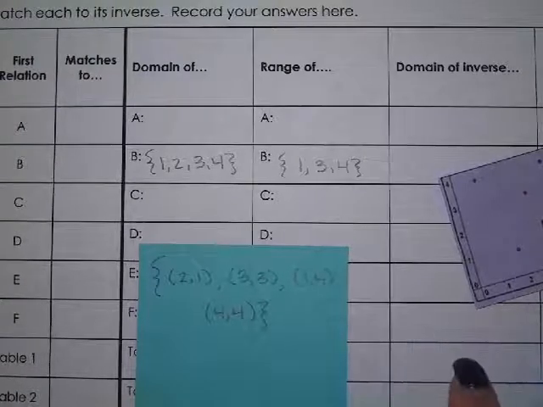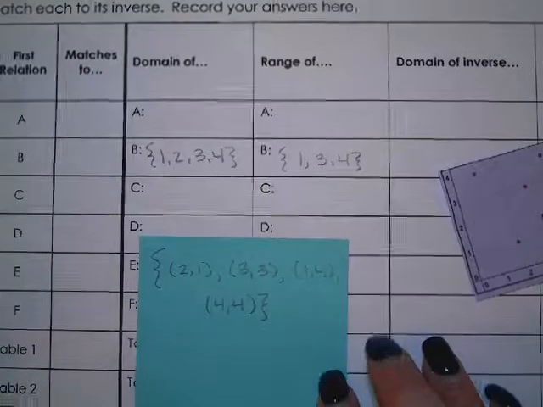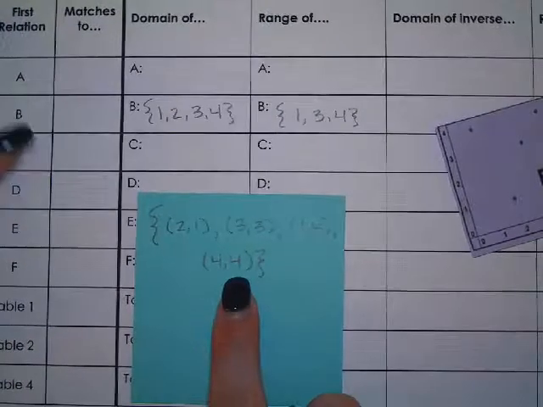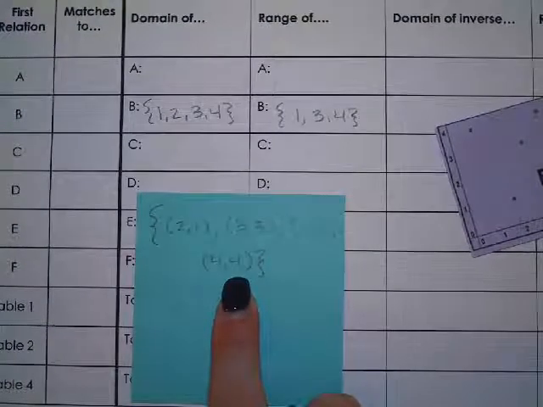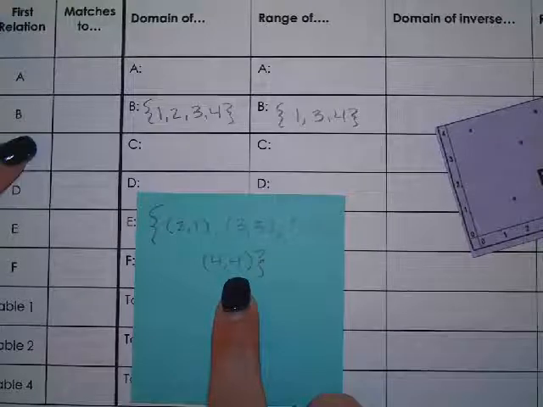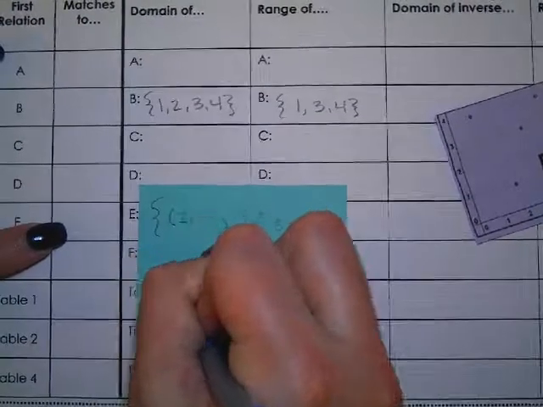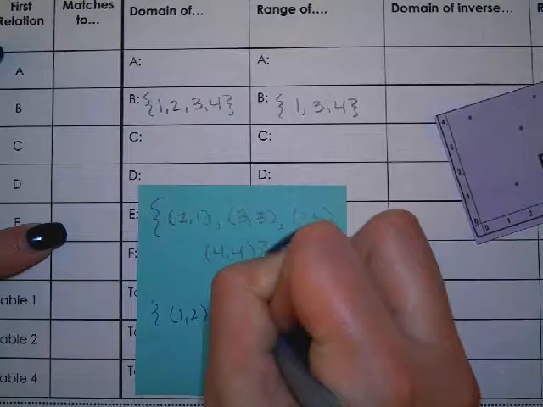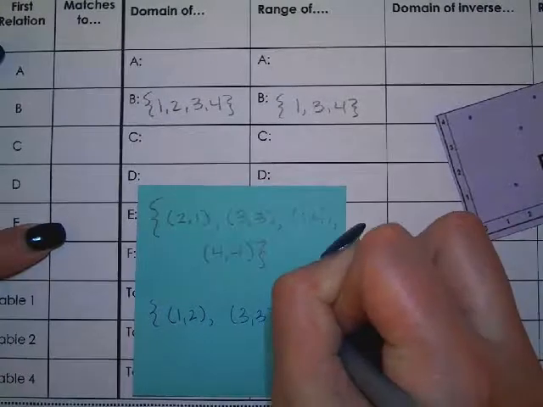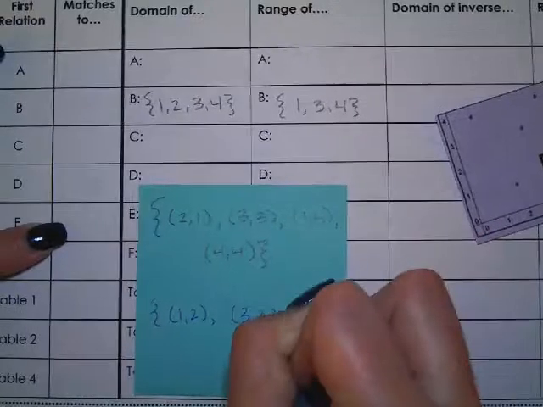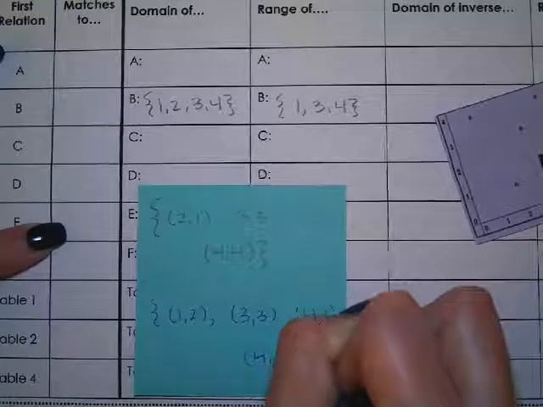Now what I want you to do is look at the other cards and see where you can find the inverse. So if these are the points of the original relation, then what points should we see for the inverse? 1, 2, 3, 3, 4, 1, and whatever one is. 4, 1, 4, 4. Okay, so go ahead and see if you can.